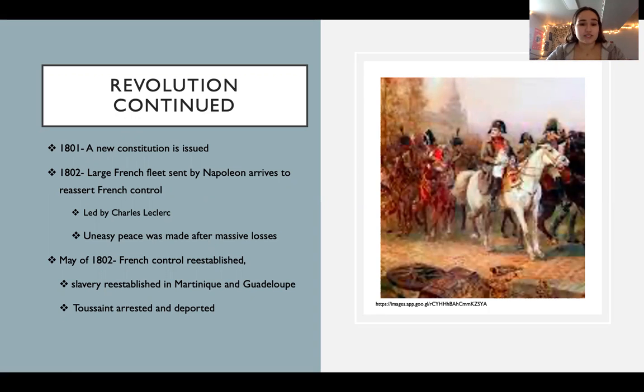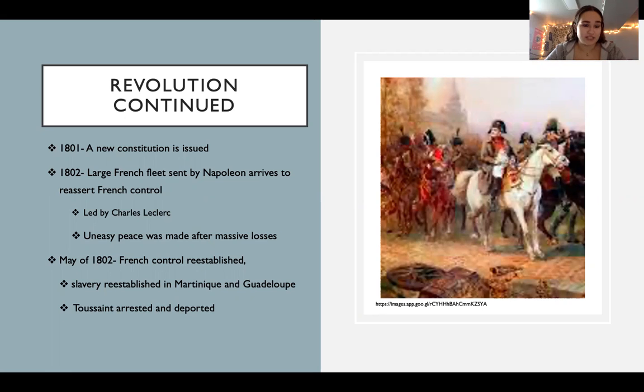There were quite a few losses on both sides, both the Haitian army and the French troops, and an uneasy peace was made between Toussaint and Leclerc, with Leclerc saying that slavery wouldn't be restored, Blacks could be officers in the French army, and that the Haitian army could be eventually integrated into the French army.